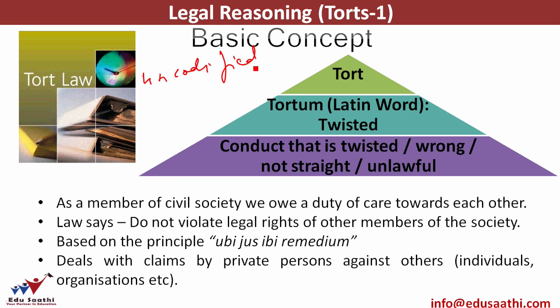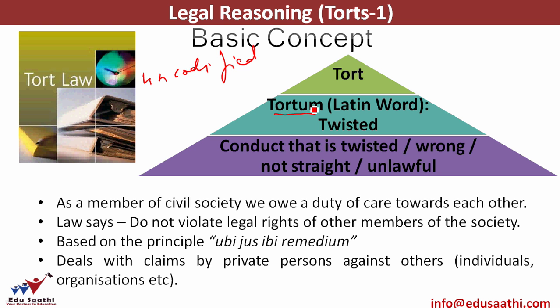By uncodified, I mean that there is no statute available or any law available throughout this world which will provide for the provisions of this tort, like it is available in the other laws in a country or even around the world. So the tort has been derived from a Latin word, tortum, which literally means twisted. So any conduct that is twisted, wrong, not straight, unlawful and not right is included in the offenses of law of torts. So we will understand how the concept of law of torts has evolved from the situations and cases and judgments given by the judges throughout this world.